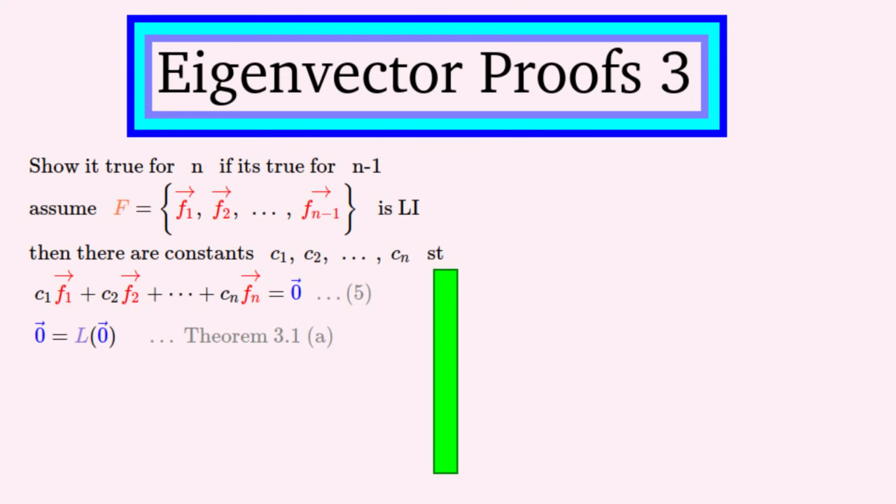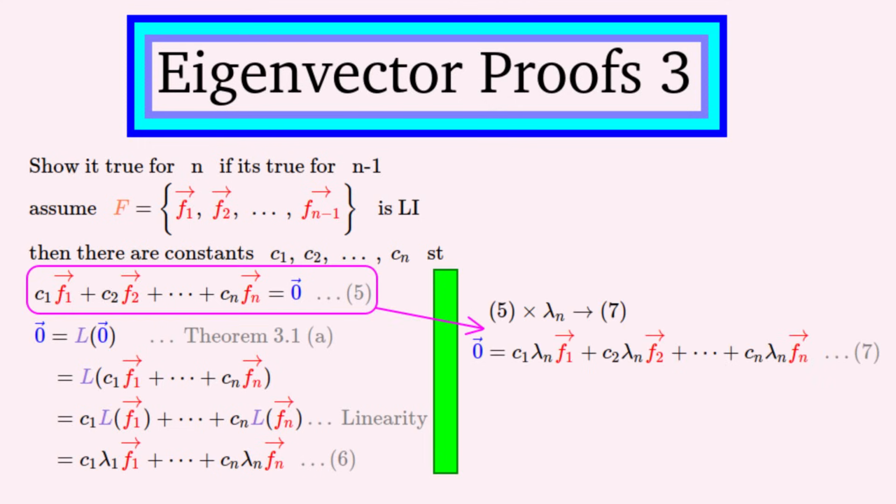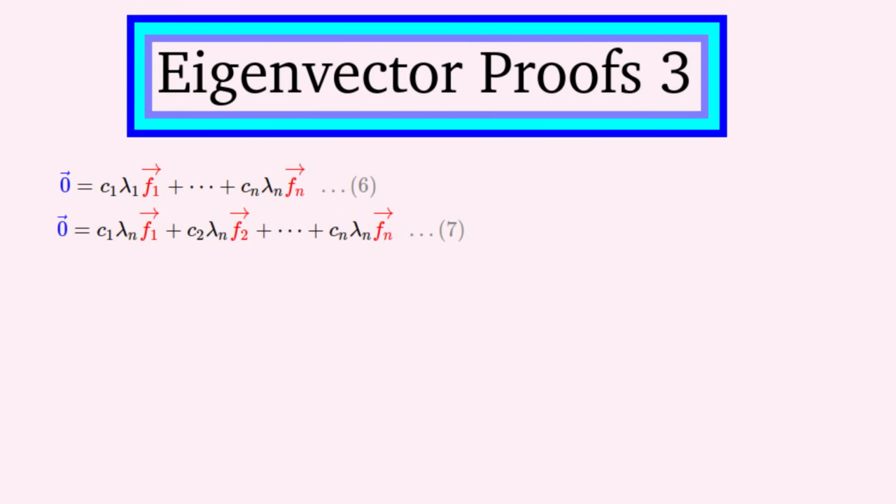We'll start off with this equation that we've gotten from a past theorem. We can then substitute this amount in for 0 like this. We can then use the linearity of L to break up this expression into the sum of lots of L's like this. We can then substitute these eigenvalues in for L like this because it's the definition of eigenvalues. We can then multiply this equation by this eigenvalue to get this equation. I'll just scroll the screen up to make some more room.